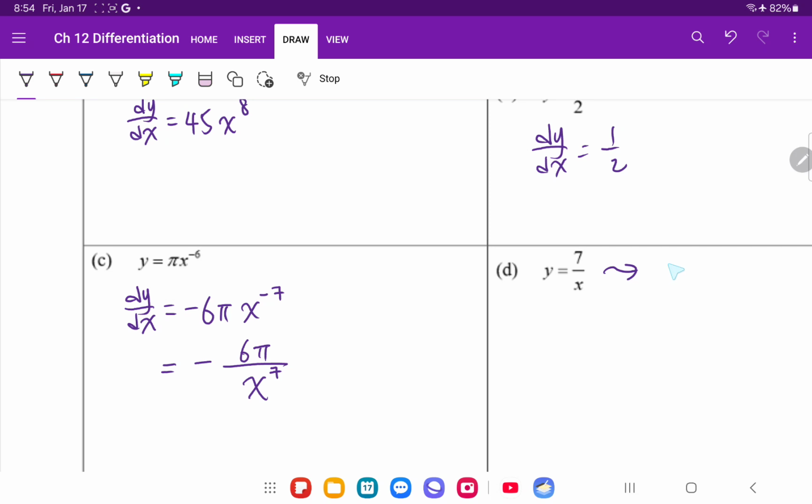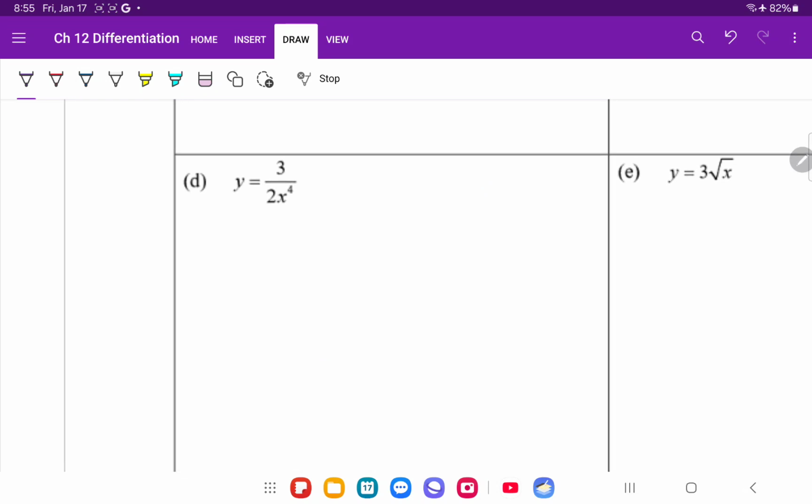Next question. Rewrite this as 7 times 1 over x. And then remember there's an invisible power 1 here. And this is actually the same as 7x power negative 1. Okay, let's begin differentiation. dy/dx is, let's do a bit faster. Negative 1 comes down and multiplies 7. That gives a negative 7. X remains there. Negative 1 subtract 1 is negative 2. Written as positive indices, you have negative 7 on top, x squared below.